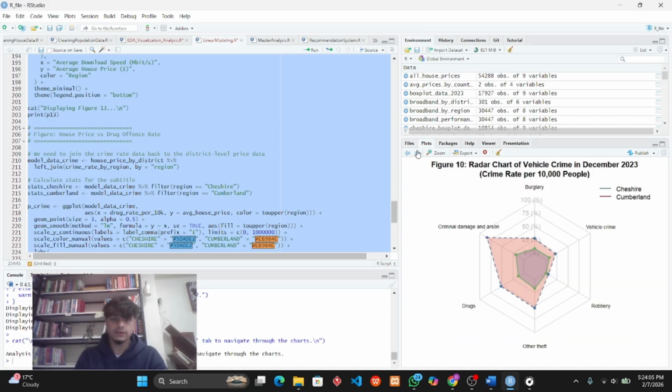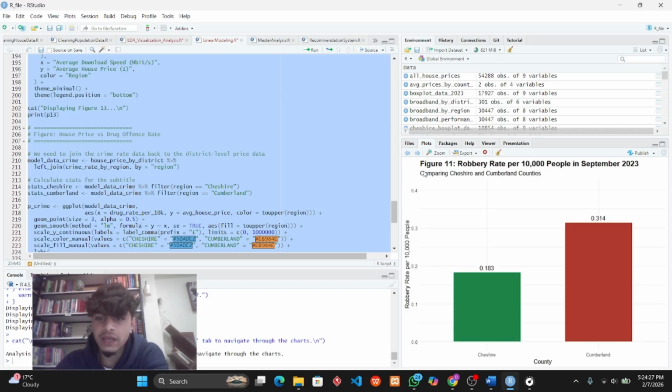In figure 8, you can see a radar chart of vehicle crime in December 2023. In this figure, it compares multiple crime categories between two counties in one view. It shows that each county has a different crime profile across offense types.